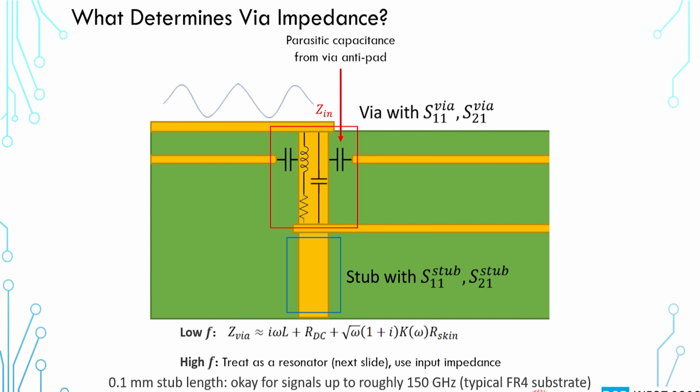Now, first, let's look at what determines via impedance. You have several ways that you can model the via impedance just by looking at this slide. And generally, what we're looking for is the S parameters for this via transition as you look from the top to the inner layer or from the inner layer to the outer layer.